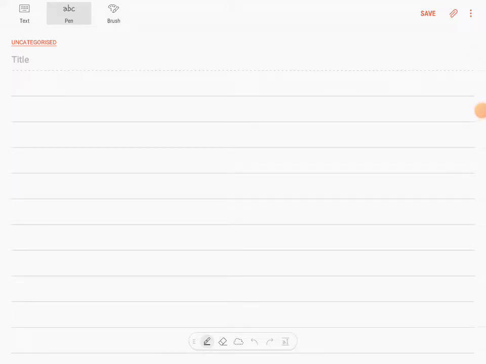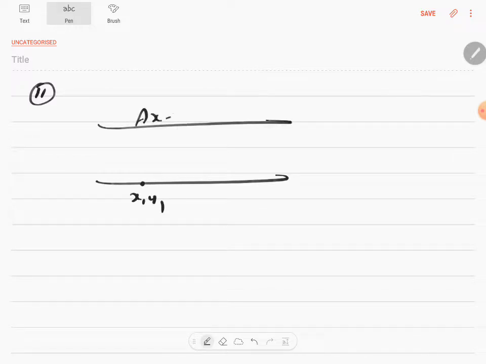So let's now continue with the straight line sums. I want to continue with sum number 11, where we prove that the line through the point x1, y1, which is parallel to a line ax + by + c = 0. Any line parallel to ax + by + c = 0, as you know, will be ax + by + k = 0.